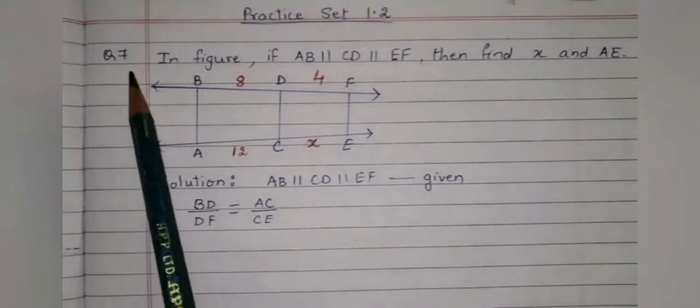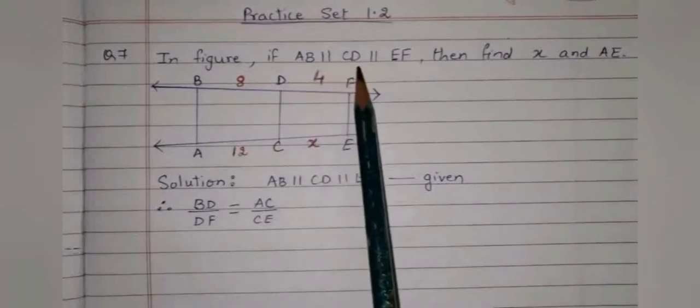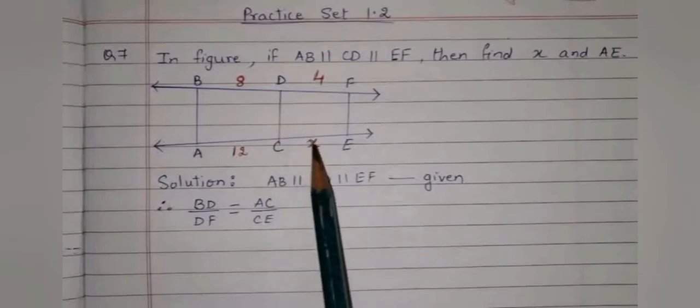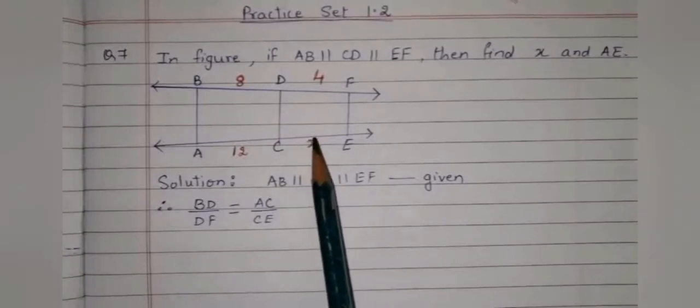Question 7 is, in the figure, AB is parallel to CD, and that is parallel to EF, given. We have to find the value of X and AE.